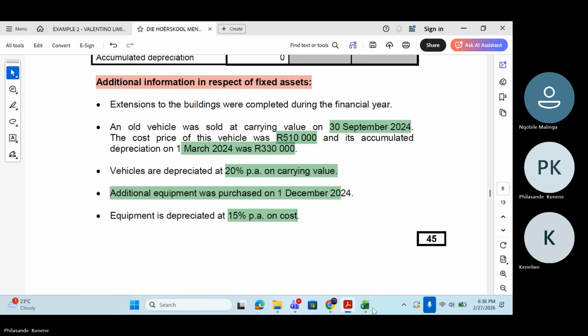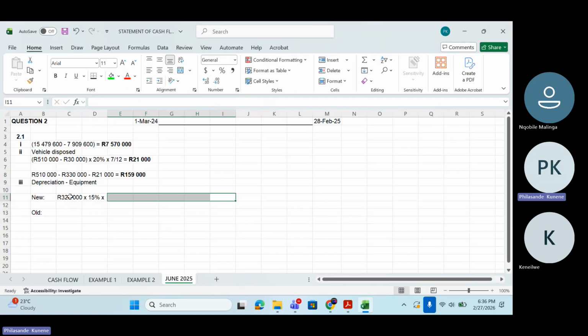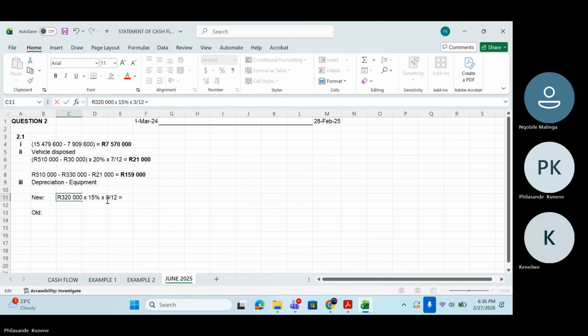Four months. I'm going to use 4 months. No, so three. We're using 3 months now. Yeah, December, January, February. That is going to be 3 months. So I'll say multiplied by 3/12. And then how much are we getting?